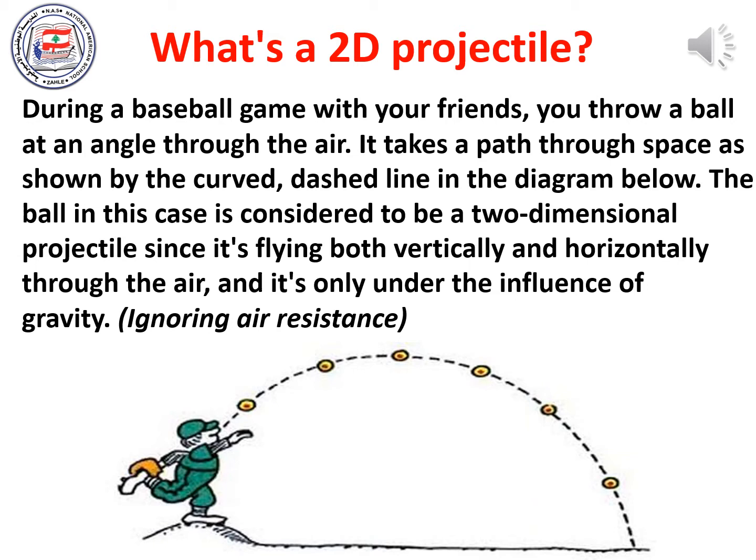So any object that is thrown through the air, either at an angle or horizontally, is called a projectile, and it has a projectile motion, which is a curved motion. And the only force that acts on it is gravity, of course when we ignore air resistance.